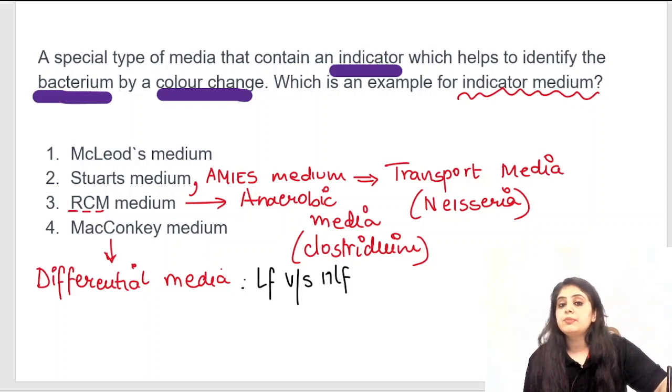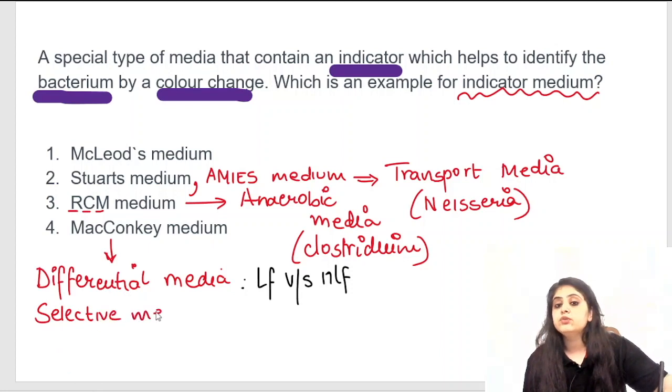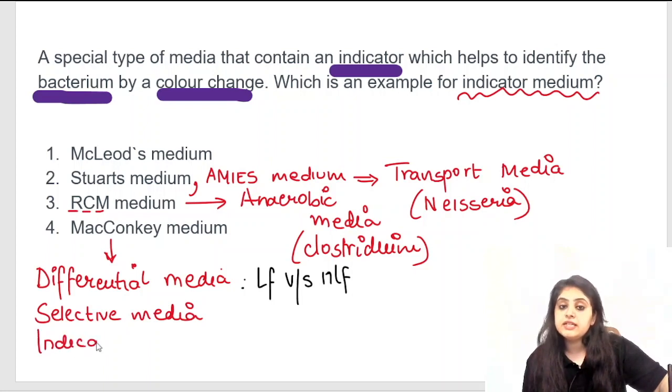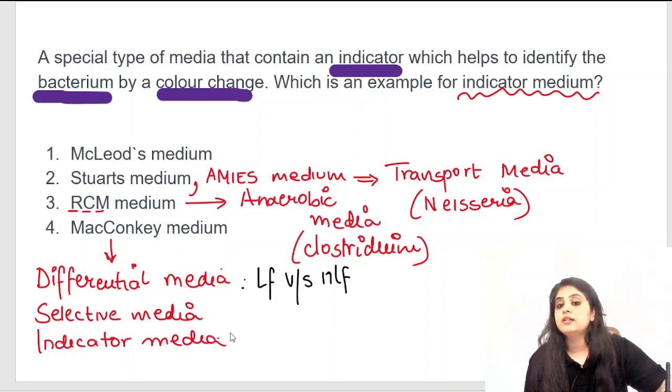Next, this also happens to be coming under the category of selective media because it's selectively going to grow some organisms and not the others. So it's a selective media, and this also is said to be an indicator media. What do I mean by an indicator media? It's going to indicate a color change.